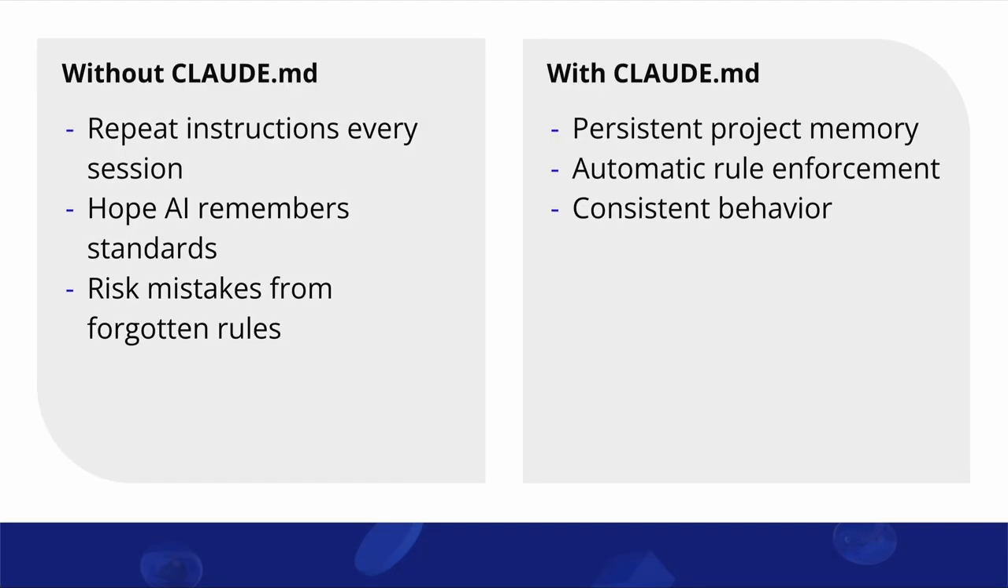The better way is called a Cloud.md file. This is a special markdown file in your project's root directory. Think of it as a configuration file that Cloud Code reads at the start of every session. It's like giving your AI agent a handbook for your project. You write it once and it works forever. No more repeating yourself. No more hoping the agent remembers your requirements.